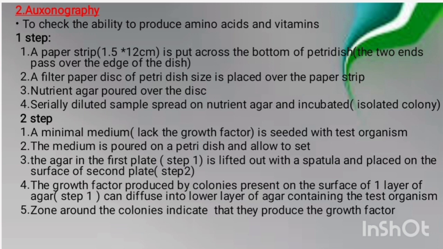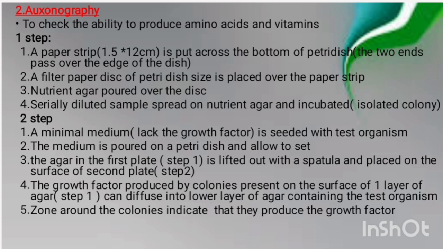Then nutrient agar at 45 degrees Celsius is poured on the paper disc in the dish and then allowed to solidify. Serially diluted sample is spread on the nutrient agar plate and incubated. It produces isolated colonies. This is the preparation of the first plate.